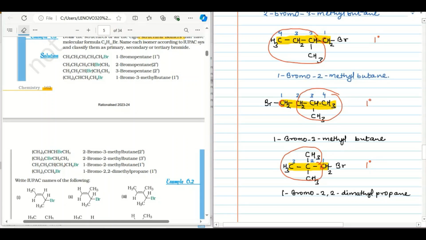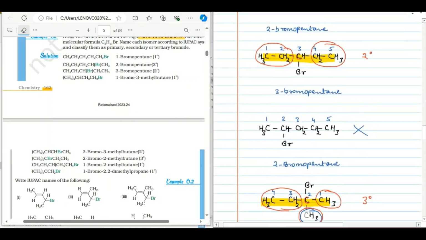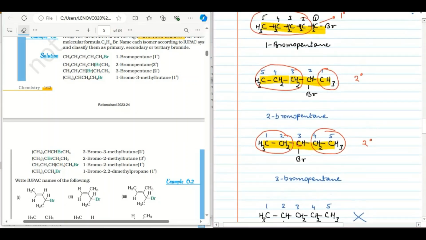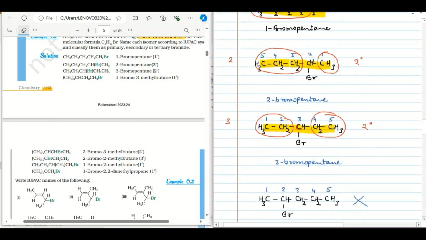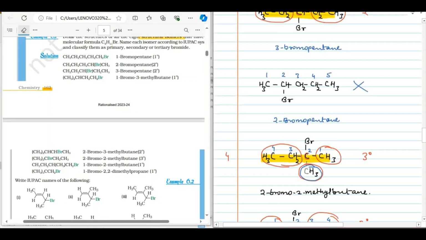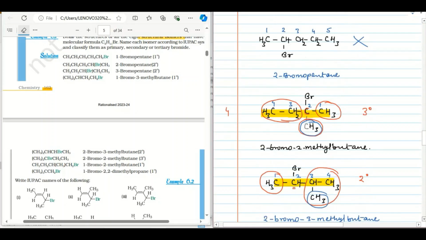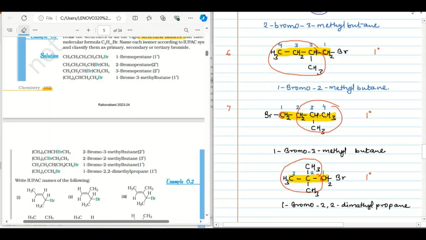So let's count how many structural isomers we have drawn so far. So this was 1, 2, 3, 4, this is 5, 6, 7 and this is 8.